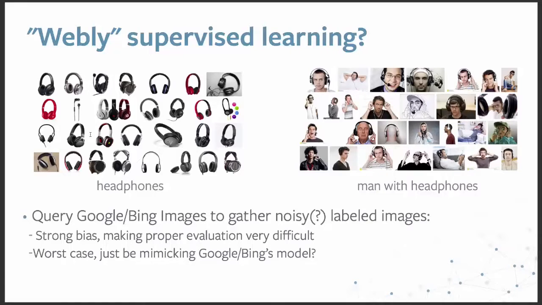If you're interested in learning a classifier for products, I think that's a pretty good approach. But if you are more interested in detecting or classifying headphones in the wild, that might not be the right approach. Also, when you do your search, you are basically querying Google's or Bing's image model, and you may end up just reproducing their results and that model.